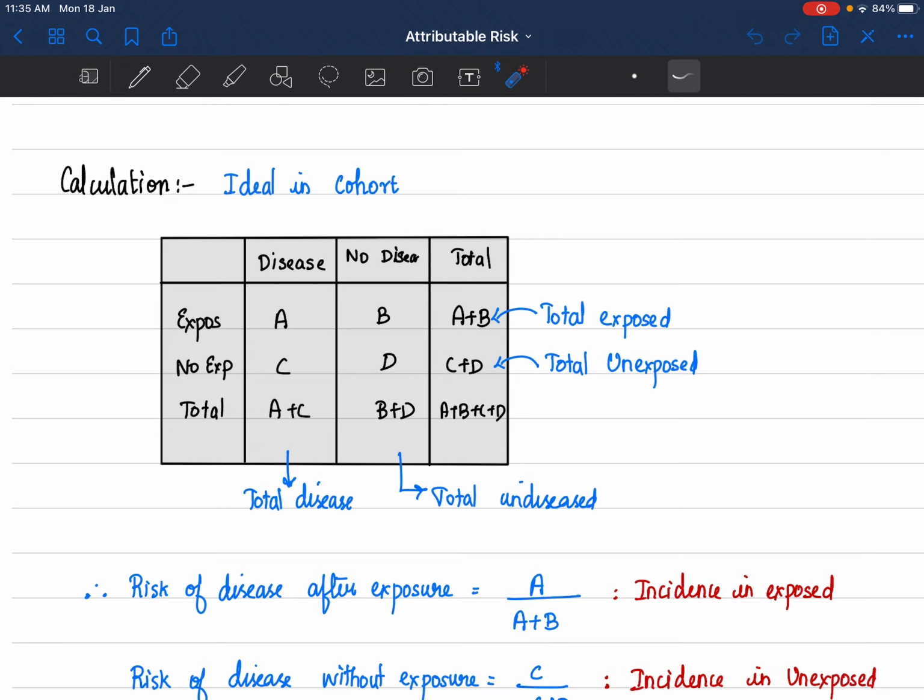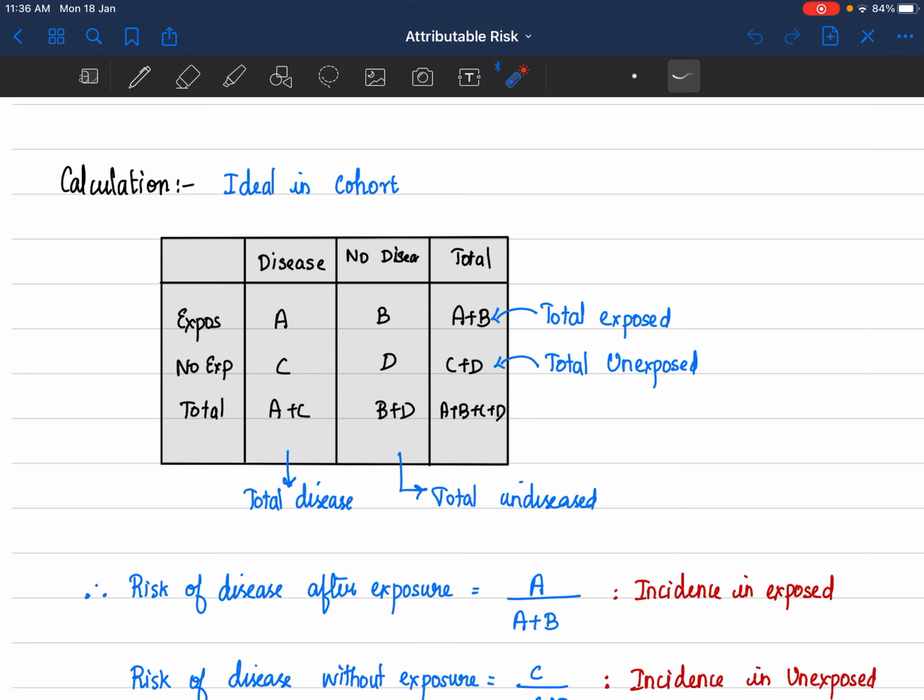This attributable risk is ideally calculated in a cohort study because that is where you start from the point of exposure to the point of disease. Okay. So, this is a table where the exposed population are A and B and the unexposed population are C and D. Among the exposed population, A have the disease whereas B do not have the disease. In the unexposed population, C people have the disease whereas D people do not have the disease.